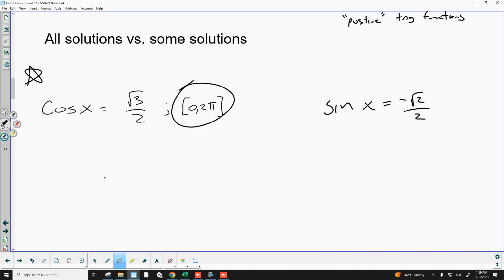Okay? Now, you're missing one other one. Yes, cosine is positive here, but cosine is also positive.